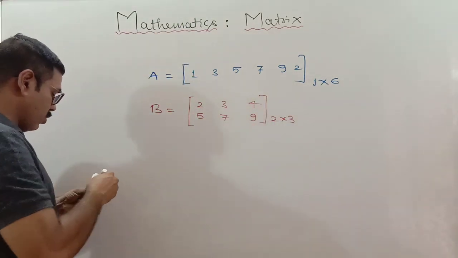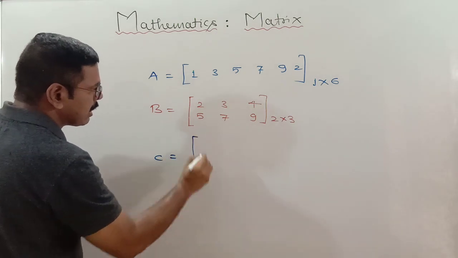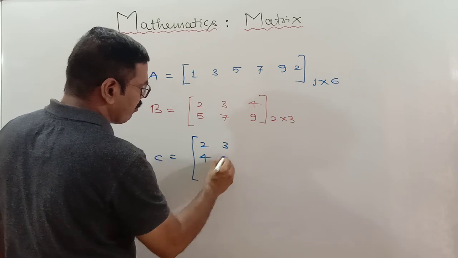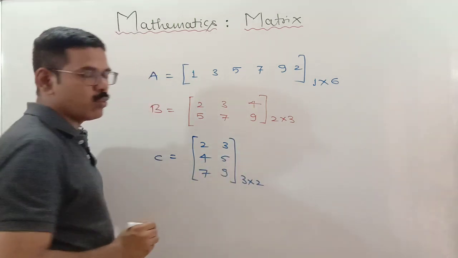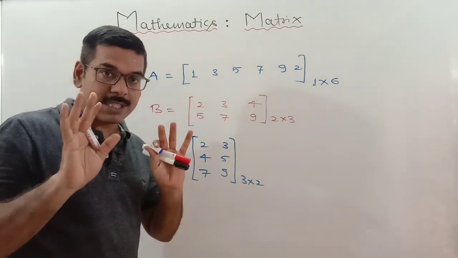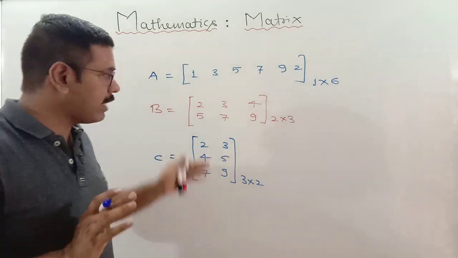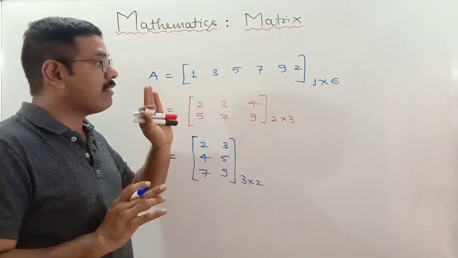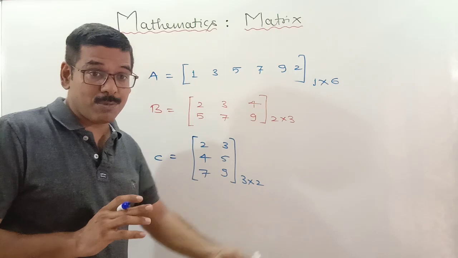Okay. Now there is another matrix C. It may be like this: 2, 3, 4, 5, 7, 9. In the sense 3 cross 2 may be the order. So if a matrix is having 6 elements, 1, 2, 3, 4, 5, 6, you can see in each and every matrix the number of elements are the same. So if the matrix is having 6 elements, what may be the possible order? This may be one of the important questions.